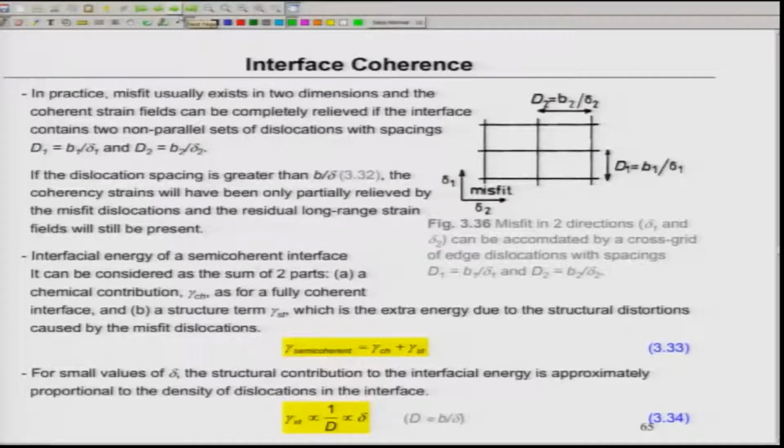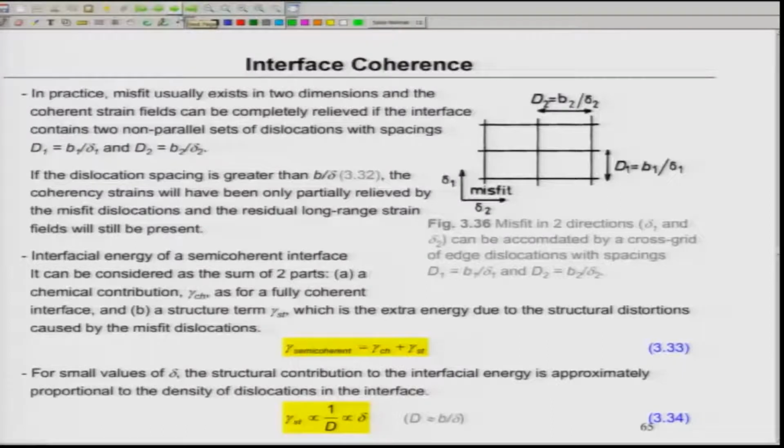Well, I am talking about only one dimension, only along one direction, but crystals are actually 3 dimensional. So, let us talk about 2D and what happens. In practice, misfit usually exists in 2 dimensions or in 3 dimensions, but for the sake of understanding, let us assume misfit exists only along 2 dimensions, and along 1 dimension, the z axis, there is no misfit, it is a perfect match, it is coherent.